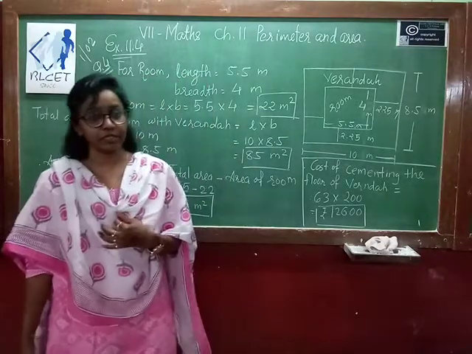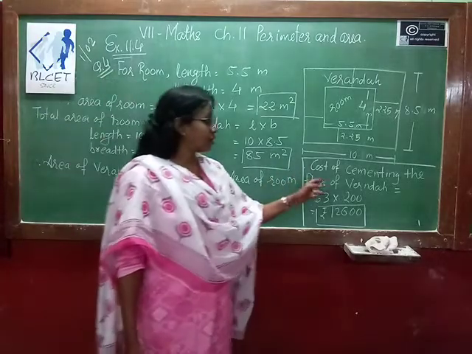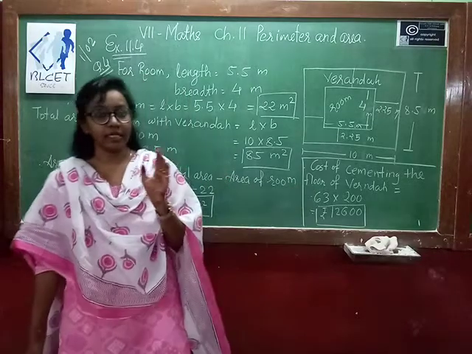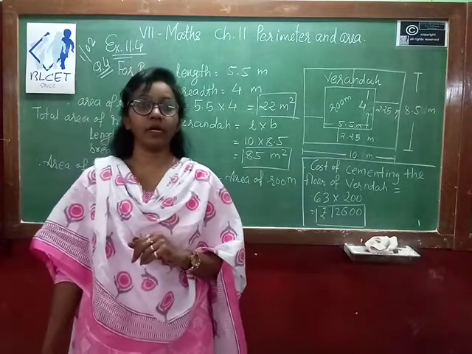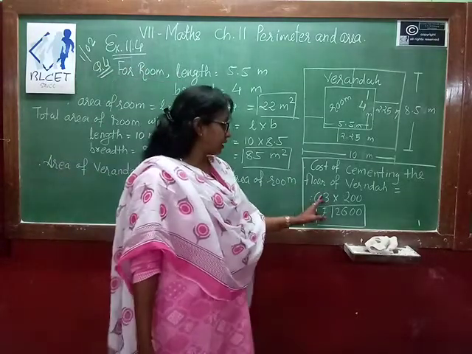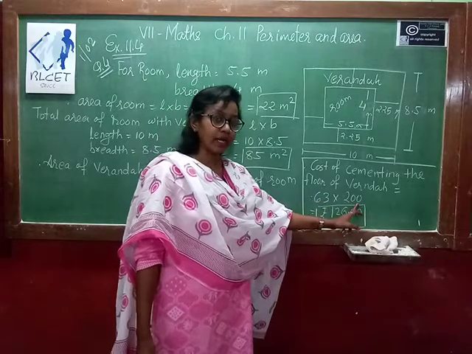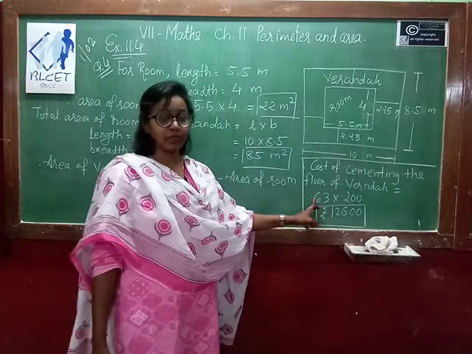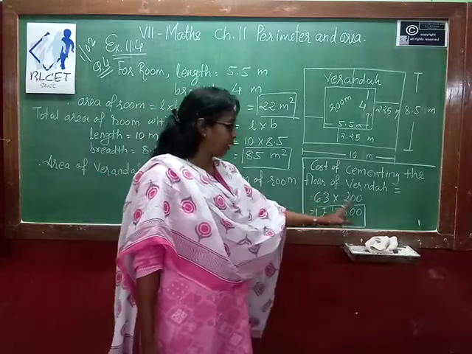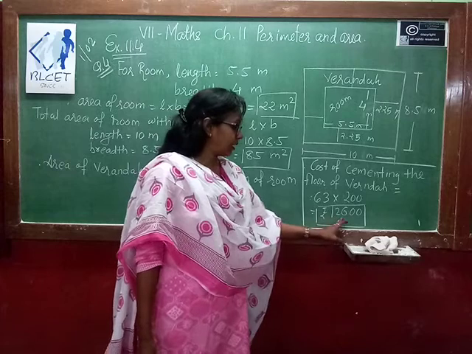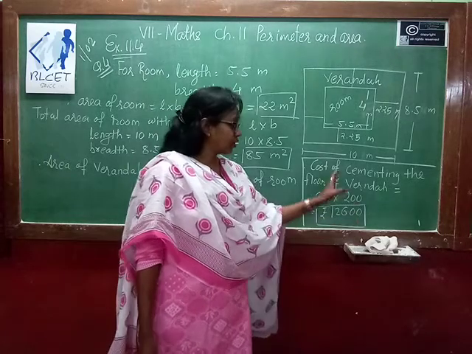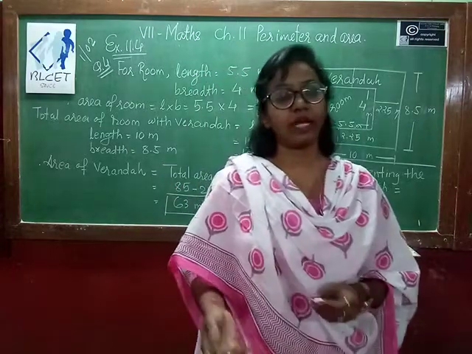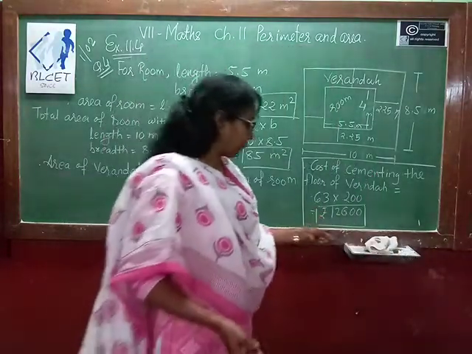Now what is the second question? Now we have to find the cost of cementing the floor of the veranda when the cost is given 200 per meter square. So 200 for 1 meter square. So for 63 meter square, how much? That is 63 into 200. So the answer is rupees 12,600. So cost of cementing the floor of veranda is rupees 12,600. So this way we can solve question number 4.